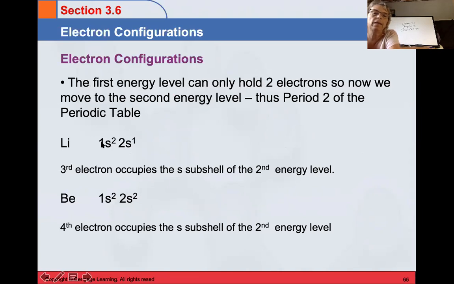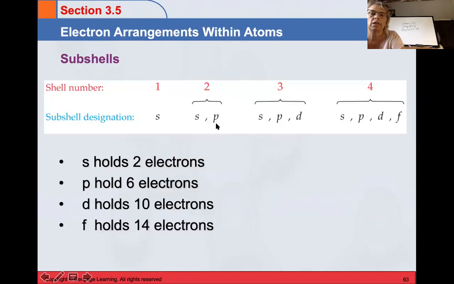So when we get to lithium, we've actually run out of room in the first shell. So you can see we put 2 electrons into the S subshell, so the first shell is all full. So if we want to add more electrons, now we have to go up to the second shell. So for the third electron in lithium, we go up to the second shell, and we're going to put the electron in the S subshell.